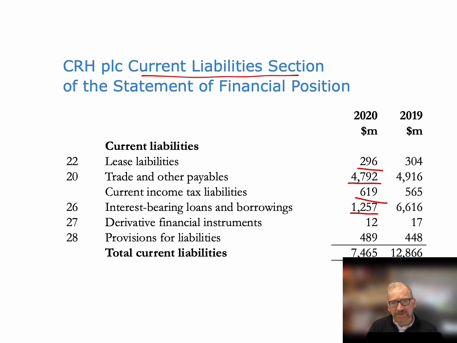It's important to keep an eye on this because if a company has a lot of debt to pay within the next 12 months, then it needs to have some plan that it can pay that debt. It needs to either have cash that it can use to pay that debt or be able to raise more debt to roll over the debt. So that is something we need to look out for when we're doing financial analysis. And then provision for liabilities. This is all sorts of other bits and pieces of liabilities that are in that section. And that gives us our total current liabilities. So these are the short-term liabilities of 7.4 billion.